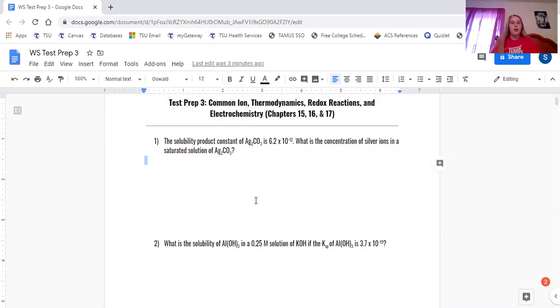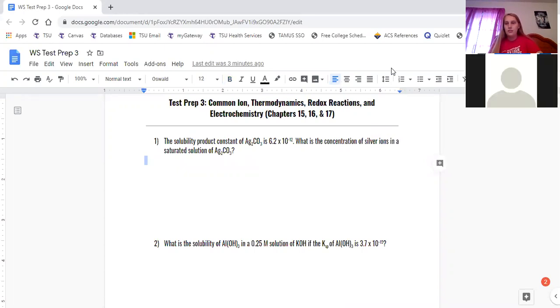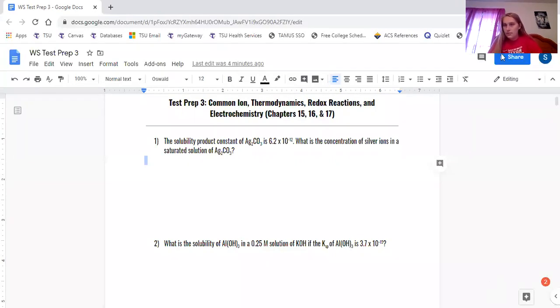So the solubility product constant of Ag2CO3 is 6.2 times 10 to the negative 12. What is the concentration of silver ions in the saturated solution of Ag2CO3? We're going to do that.